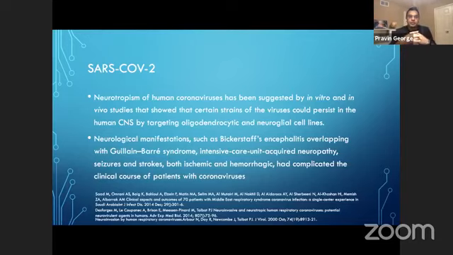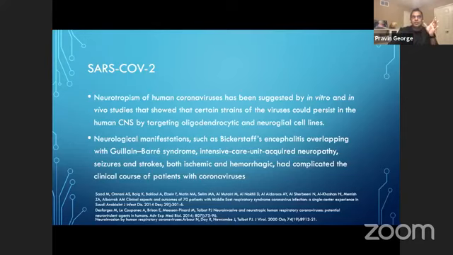And then with some of these diseases, we started to see neurological manifestations such as Bickerstaff's encephalitis overlapping with some Guillain-Barré. We also saw intensive care unit acquired neuropathies, seizures, and strokes, both ischemic as well as hemorrhagic. And this really complicated the clinical course of patients that had any of these coronaviruses.